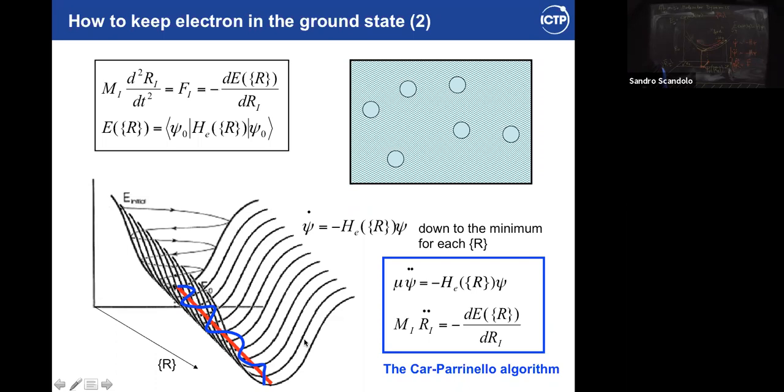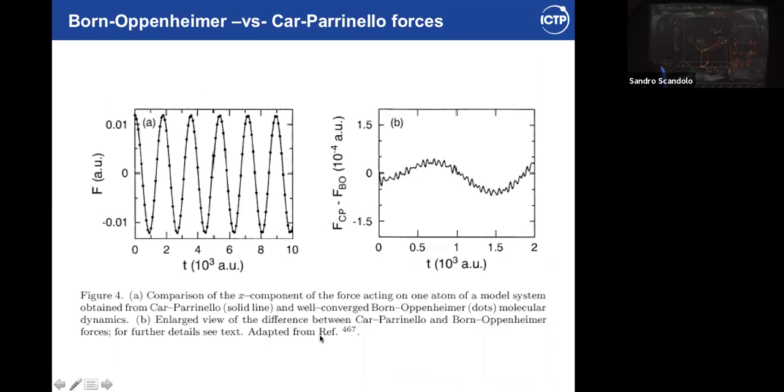Now, very briefly, can you tell the differences? Yes, there are some differences. On the left side, you see the forces on the atoms calculated with the electrons in the ground state and the forces calculated with the Car-Parrinello approximation. They are not exactly the same, of course, because your wave function is not exactly the minimum. But what you can see on the right side is that the difference is actually an oscillating function. So on average, the force on the particles is quite similar. And you can make this as small as you want if you make the dynamics of the electrons fast enough. Okay? I think I will just stop here.